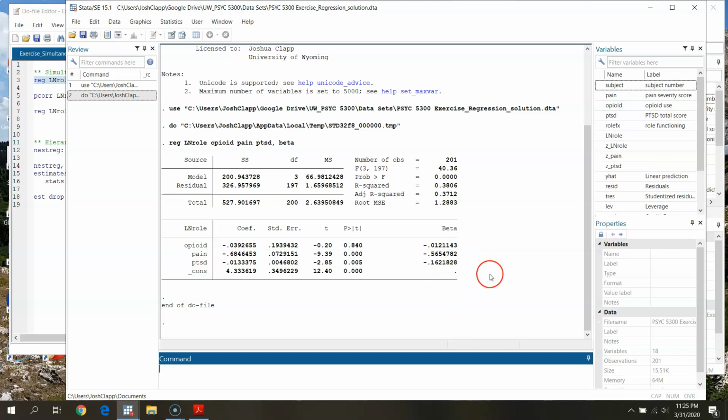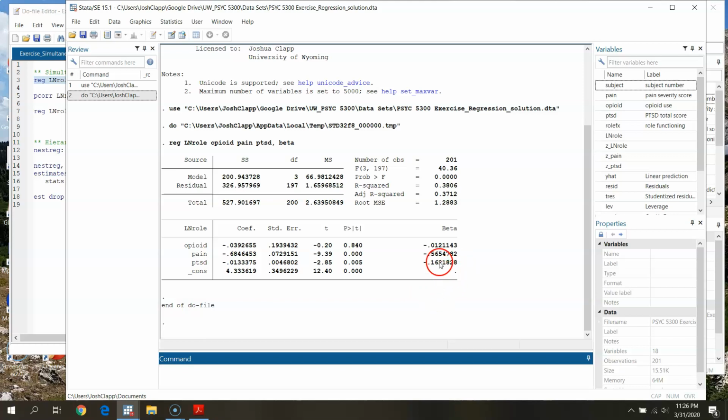But what our standardized coefficients do, remember, is basically run our entire regression model with z-scores. So we would take the z-score of the natural log of role functioning and regress it onto the z-score of opiate use, the z-score of pain, and the z-score of PTSD. And what we end up with are standardized coefficients that correspond to an expected standard deviation unit change in y given a standard deviation unit change in x.